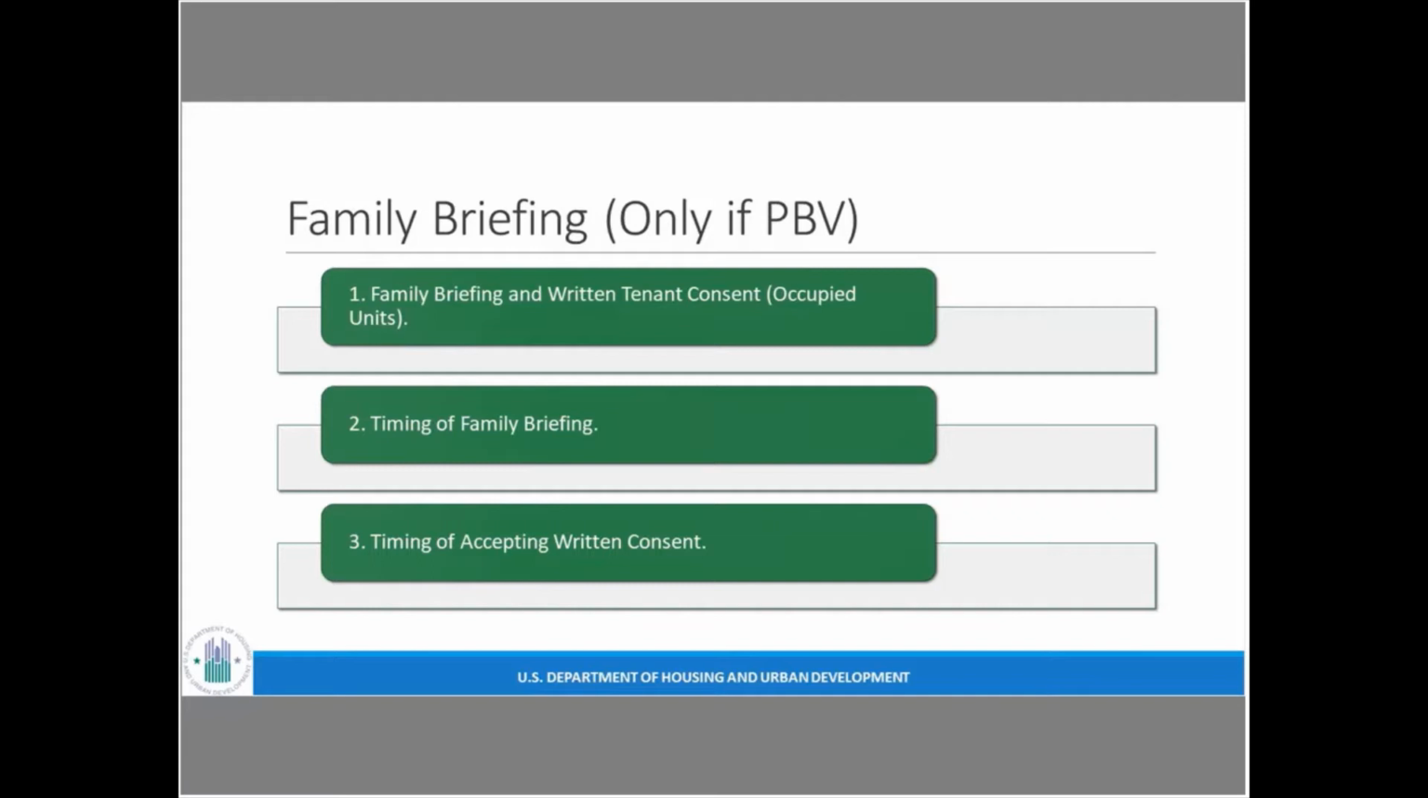The family must be provided with at least 30 days from that briefing before they're required to make a decision on whether they're going to accept a PBV lease or opt for a tenant-based lease to stay in their unit or to move off-site. But in addition to that 30-day requirement, the Housing Authority also has to comply with that 90-day notice that we discussed in terms of the relocation.